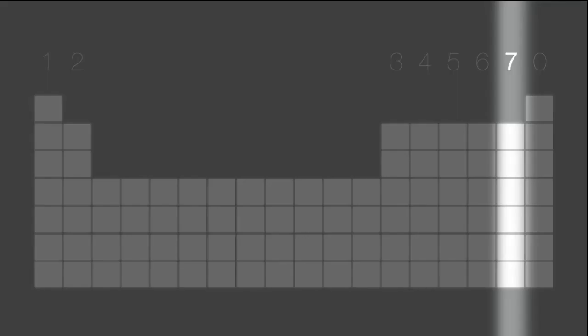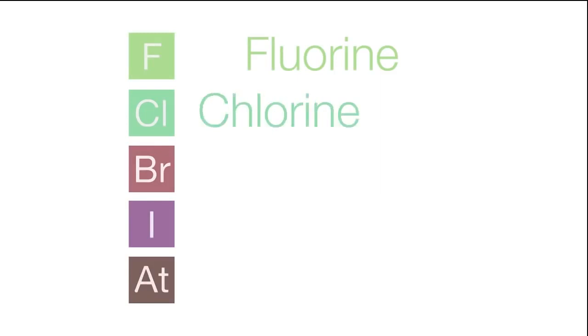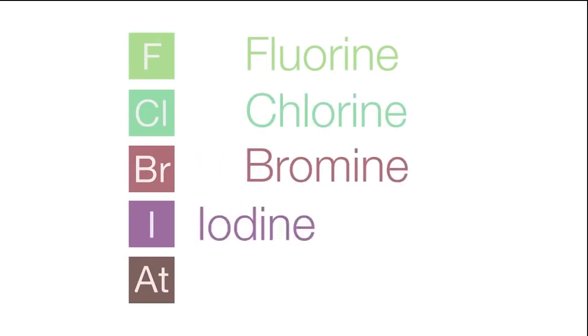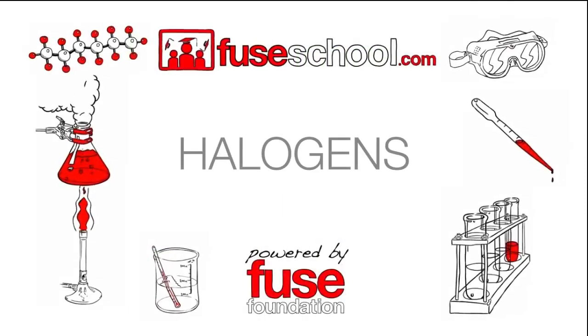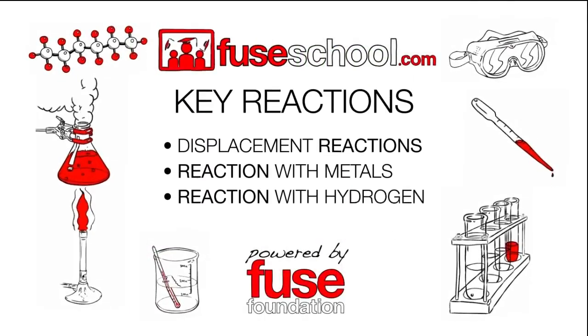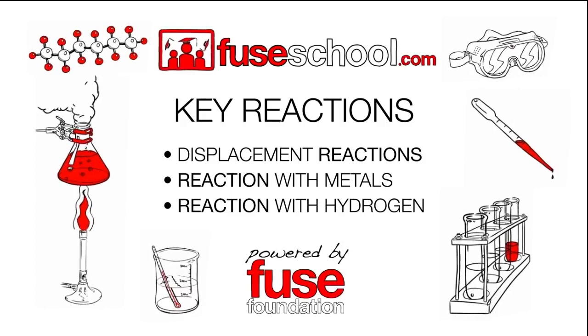The halogens are the elements in group 7 of the periodic table. They are fluorine, chlorine, bromine, iodine, and astatine. In this lesson, we will learn about the halogens and their key reactions: the displacement reactions, reaction with metals, and reaction with hydrogen.